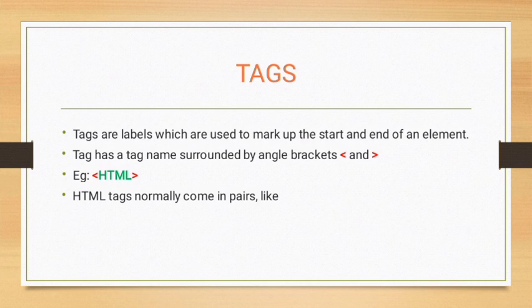And HTML tags normally come in pairs, like starting tag and ending tag. The starting tag we write within angular brackets with the tag name, and the end tag is also written within the angular brackets, but the difference is there will be a slash symbol at the beginning. Okay, so tags come in pairs like starting tag and closing tag or ending tag.